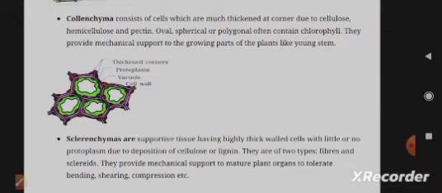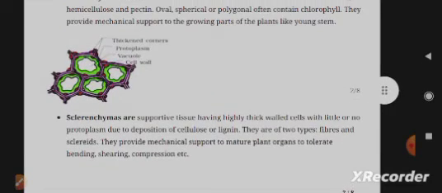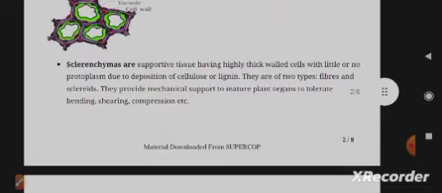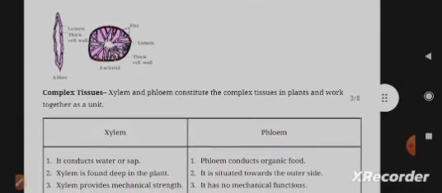Collenchyma consists of cells which are much thickened at the corners due to cellulose, hemicellulose, and pectin. Oval, spherical, or polygonal, they often contain chlorophyll. They provide mechanical support to the growing parts of plants like the young stem. Sclerenchyma are supportive tissues having highly thick-walled cells with little or no protoplasm due to deposition of cellulose or lignin. They are of two types, fibers and sclereids. They provide mechanical support to mature plant organs to tolerate bending, shearing, compression, etc.